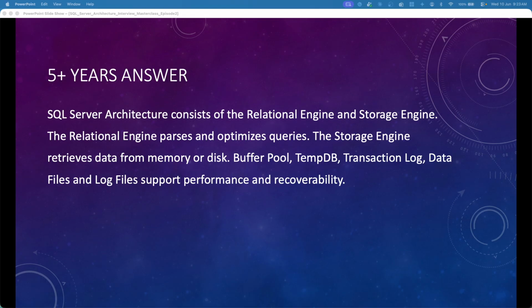Simply say SQL Server consists of a relational engine and a storage engine. The relational engine parses and optimizes the query, simple point, and the storage engine retrieves the data from memory or disk. Buffer pool, TempDB, transaction log files, data files and log files support performance and recoverability.